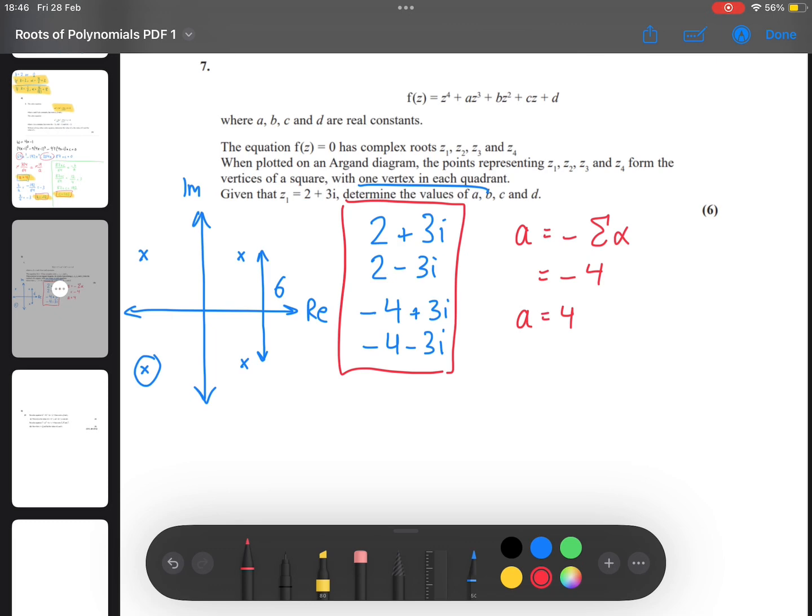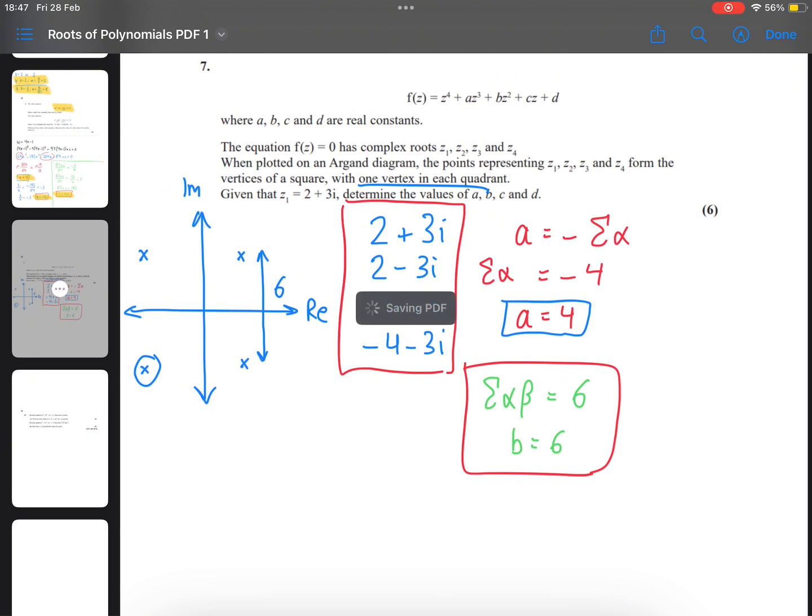The sum of the alphas is minus 4. So the sum of the alphas is minus 4, so A is 4. And for the next one, if we do the sum of the product pairs, then there are quite a lot of product pairs, so make sure that you count them all with this quartic. But if you do that, you get that the sum of the alpha betas is 6, and straight away we know that B is 6, no minus sign needed there.